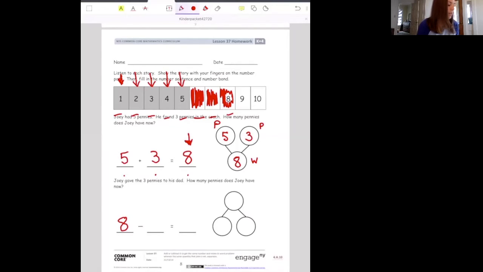And from his 8 pennies, Joey gave the 3 pennies that he found to his dad. So if he gave 3 away, remember he had 8, but he gave 3 of them away. Put that behind your back because those are the 3 pennies he gave his dad. How many pennies does Joey have now? Okay, so we know that he had 8 pennies. We already wrote that down. He gave away, how many did he give away? 3, so write that as your next number.